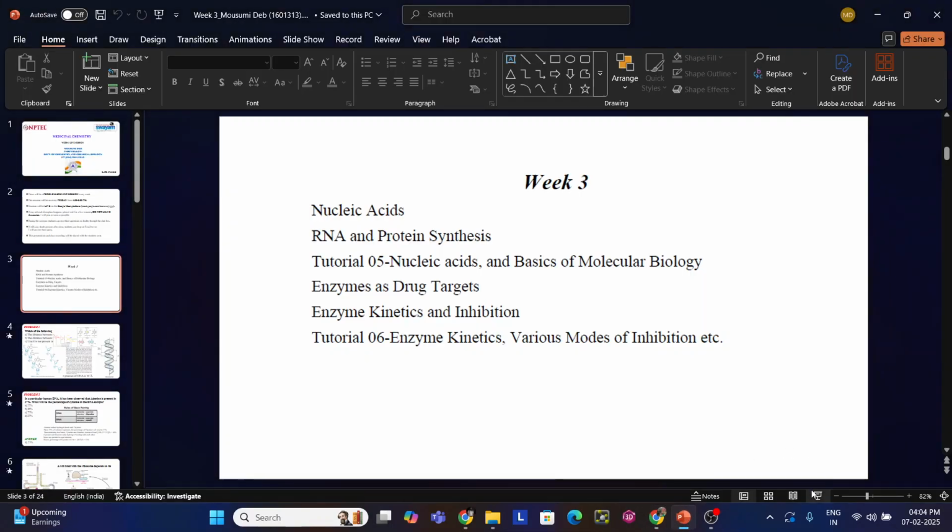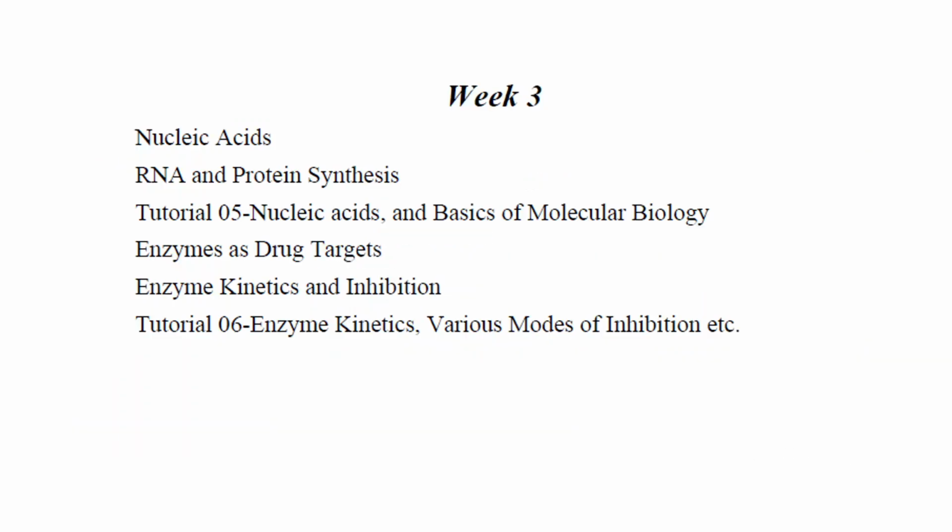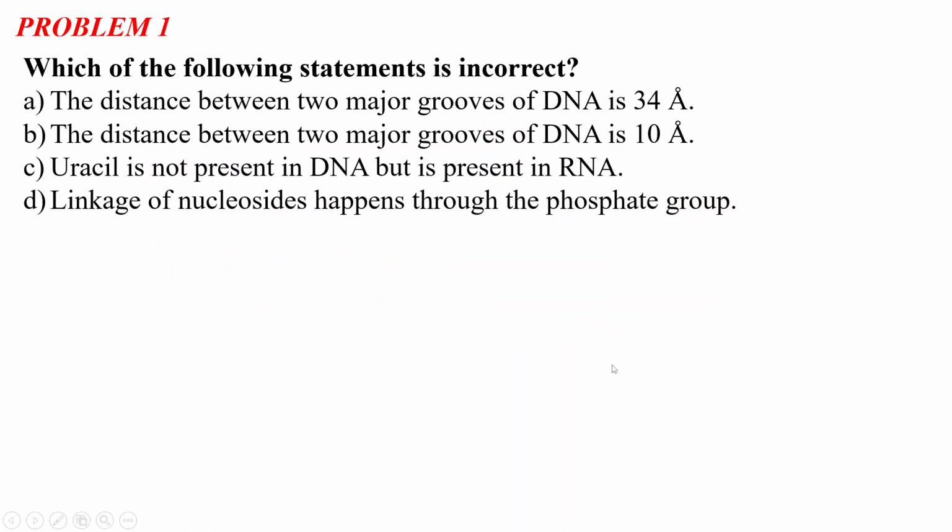Let me show you the first question of today's session. Which of the following statements is incorrect? Your options are: number A, the distance between two major groups of DNA is 34 angstrom. Number B, the distance between two major groups of DNA is 10 angstrom. Number C, uracil is not present in DNA but is present in RNA. And number D, linkage of nucleosides happens through the phosphate group.